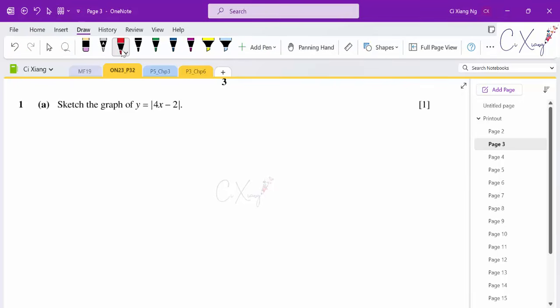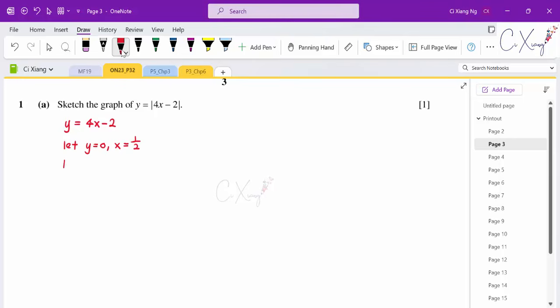Okay, so to sketch the graph, usually what I do is I try to imagine the original graph first. So the original graph, I'm removing the modulus first. When I want to sketch this linear function without the modulus, basically what we do is find the x-intercept and also the y-intercept. So to find the x-intercept, I'll let y equals to 0. So from here, I get my x equals to half.